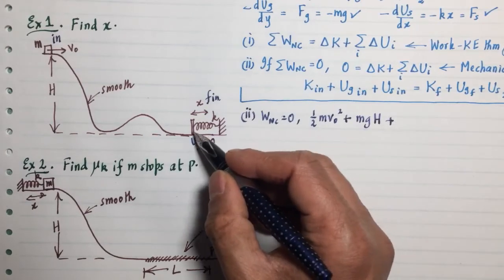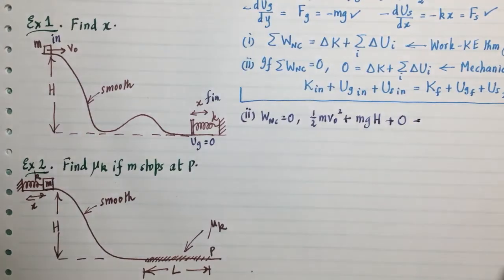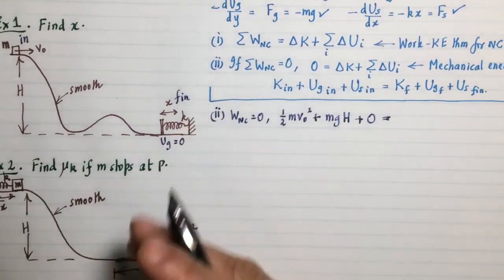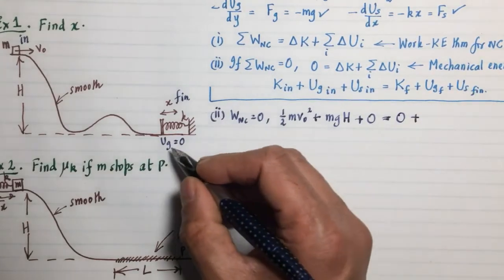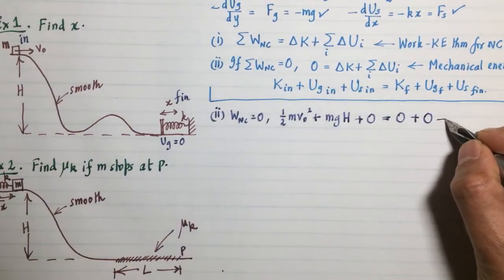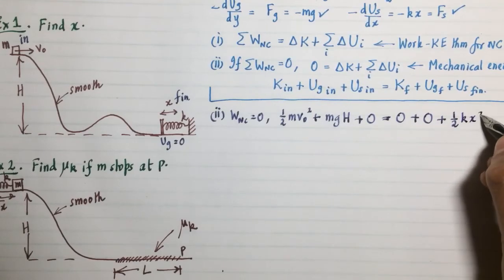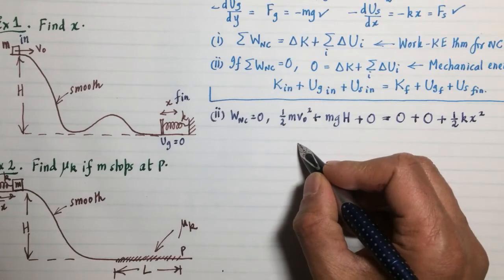Well, the initial spring compression is 0, so there's no spring compression energy, is equal to the final kinetic energy. Well, the spring is completely compressed. That means the block doesn't move. Gravitational potential energy, we have taken it to be 0 at the bottom, plus the final spring potential energy is 1/2 kx squared. That's it.